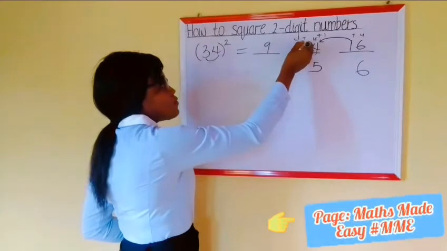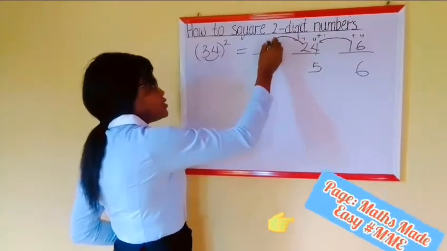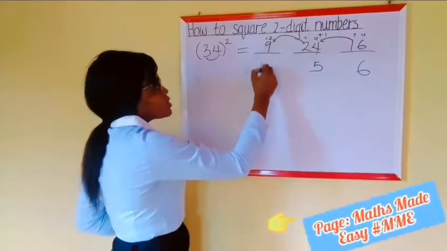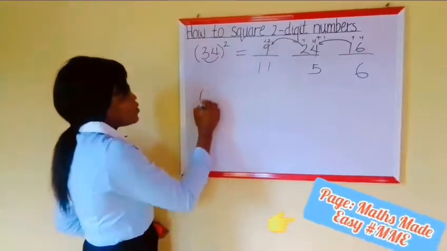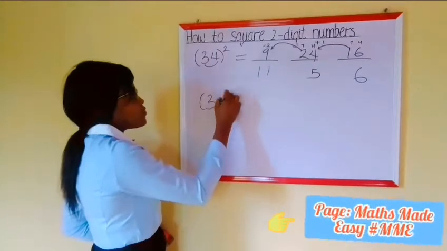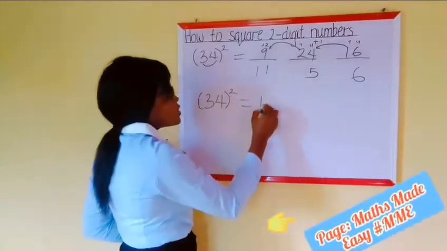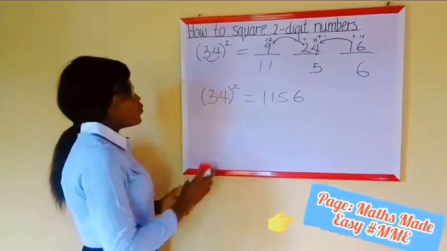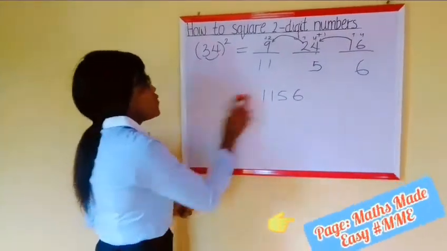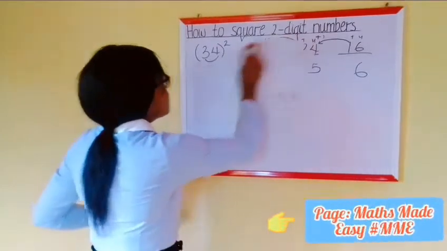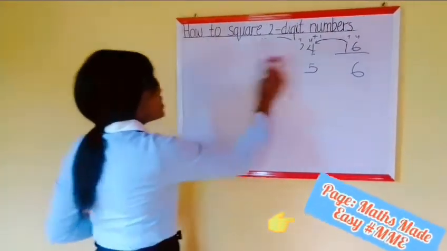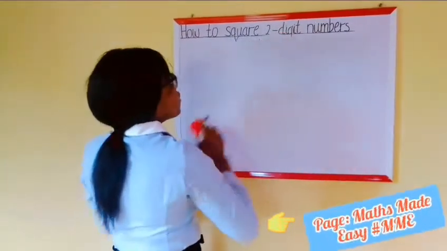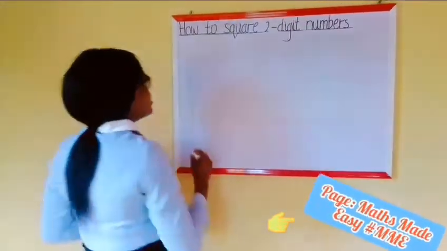You carry your 2 from tens over to this side. Then you add 2 to this. 9 plus 2 will give us 11. Therefore, the square of 34 is equal to 1156. We can also find the square of as many 2-digit numbers as possible. Just think of any 2-digit number, try solving it on your own, and then you will see the magic behind this.